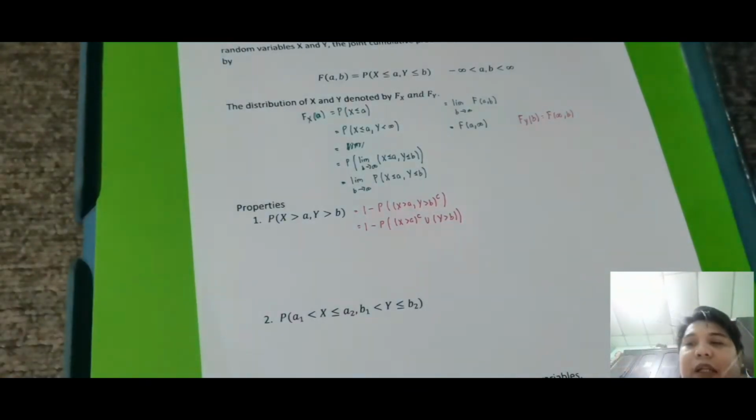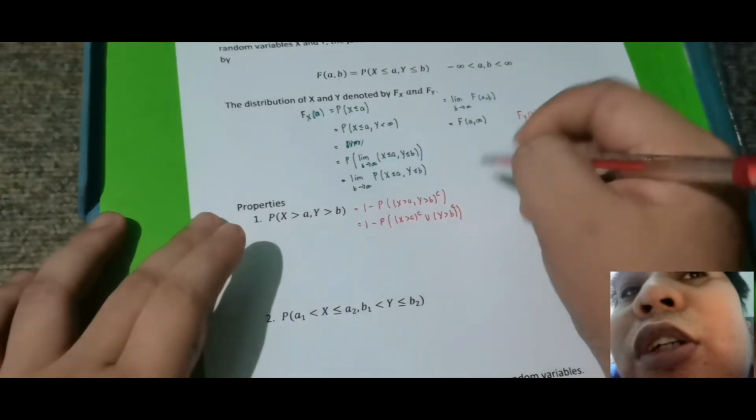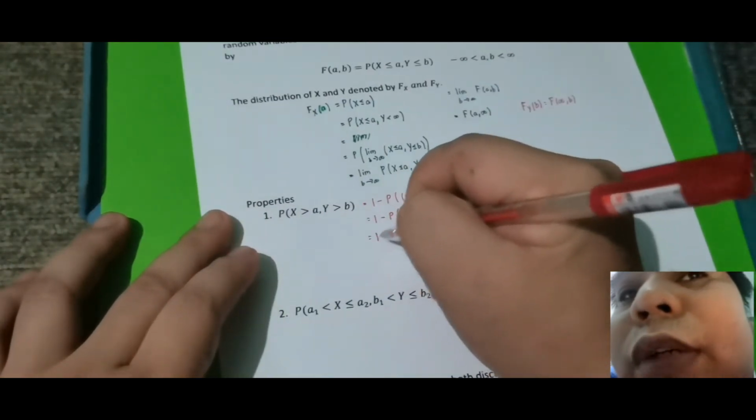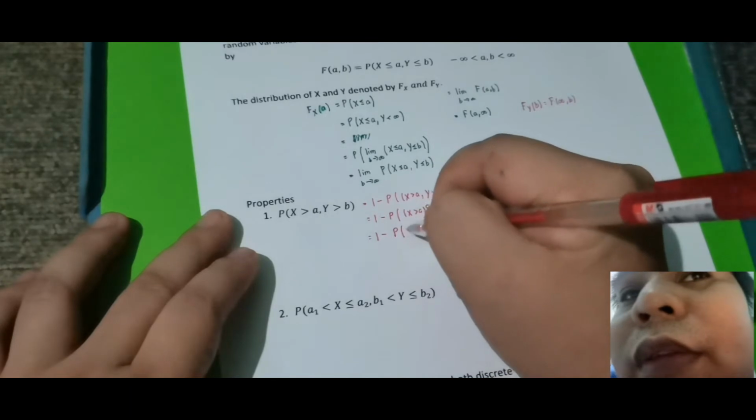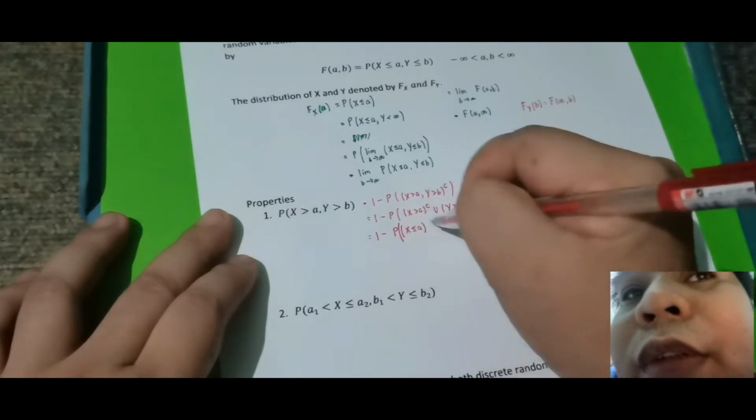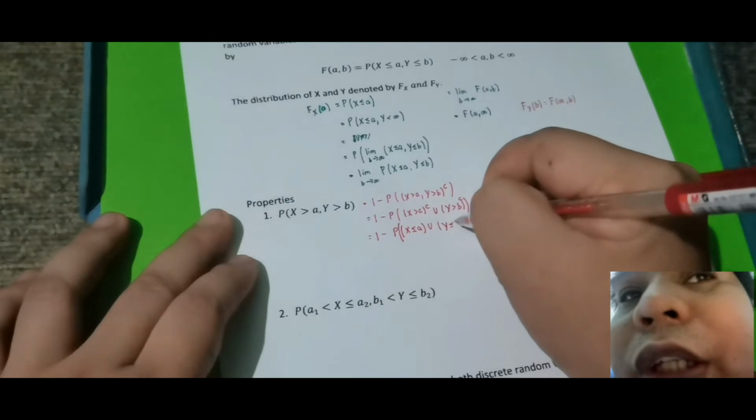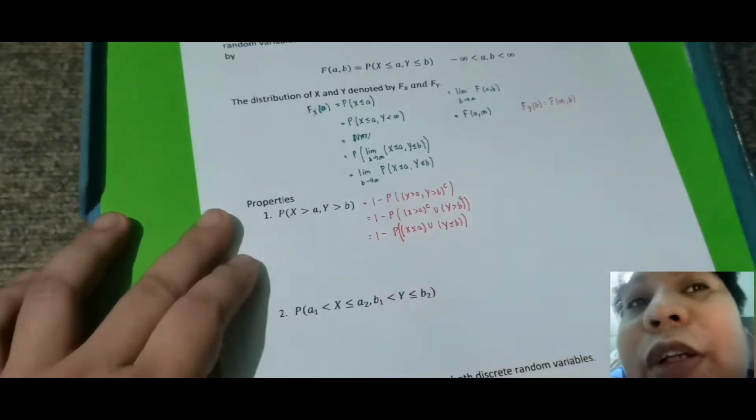Okay, so again, nasa loob pa lang tayo ng probability. Ayan. So now, apply natin yung rule ng complement. So this is just equal sa 1 minus the probability ng X less than or equal to A, okay, so yun yung una, then union probability ng Y less than or equal to B. So in-apply ko na yung complement.